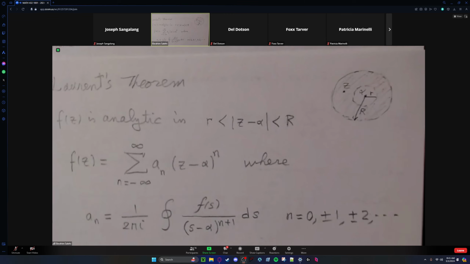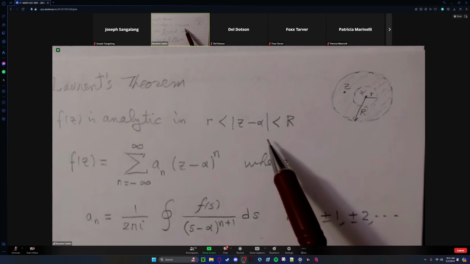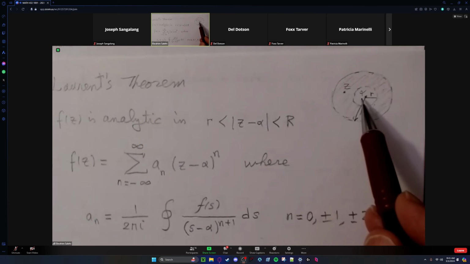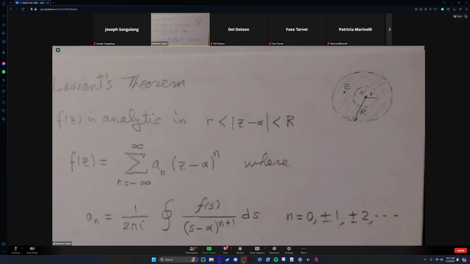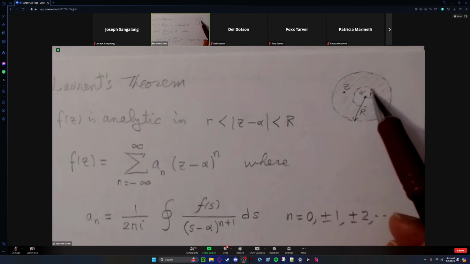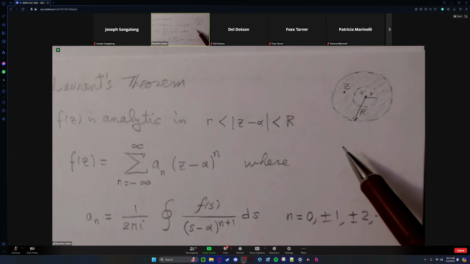So the function is analytic in this washer, which means alpha is a bad point. Alpha was a bad point, and we isolated alpha with that little disk. But the function itself is very well behaved in this washer, all right?